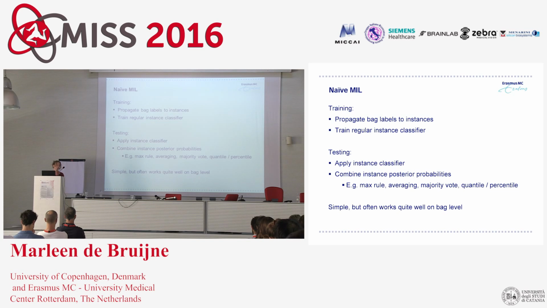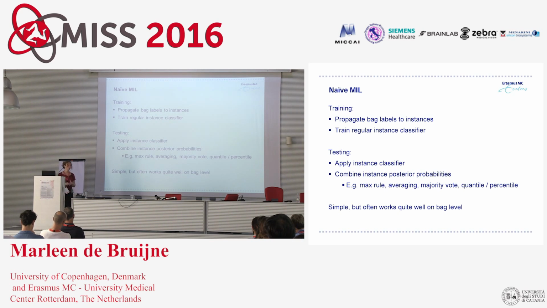And then we apply this simple instance classifier. So we just train a regular classifier on those instances. It can be anything that we've seen so far. We apply this instance classifier and then combine the posterior probabilities that we get for each of the individual instances.